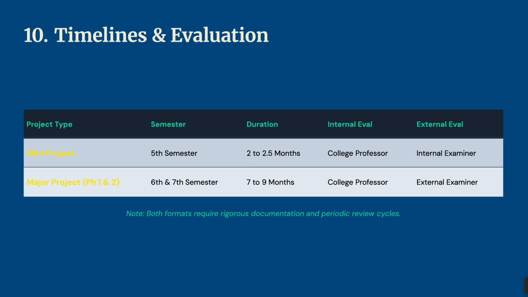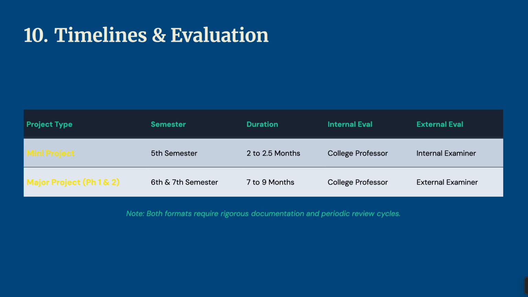Let us see how the projects are divided. Timeline and evaluation. Mini project will be in your 5th semester. It will be around 2 to 2.5 months. The internal evaluation will happen by a college professor. External evaluation will happen by an external examiner from your college.